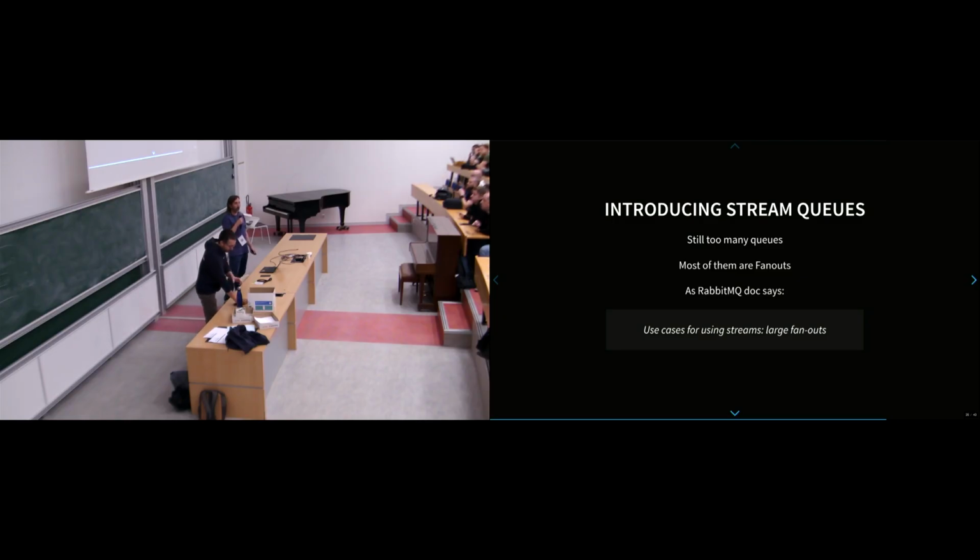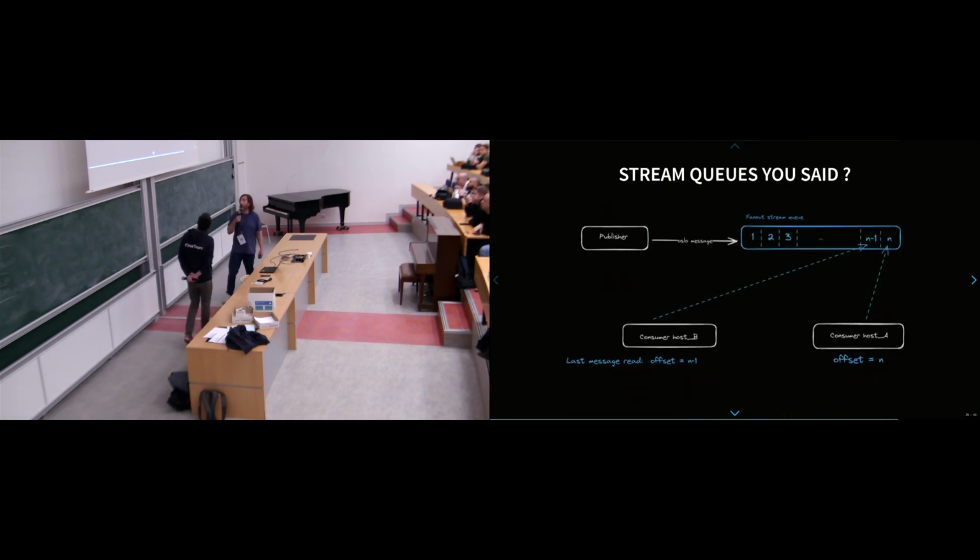has been introduced in RabbitMQ since Rabbit 3. It's pretty recent. I don't remember which version it was introduced, but according to the RabbitMQ documentation, stream queues are just for the large fan-out purpose. So it's a really good candidate to replace our Quorum queue fan-out. So let's take a look at how stream queues work.